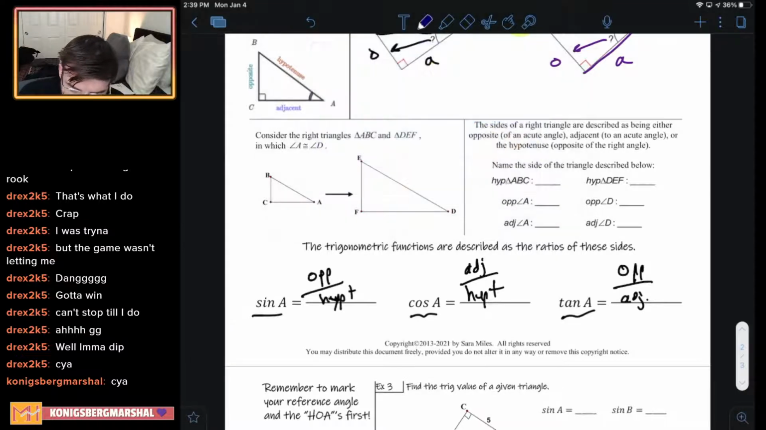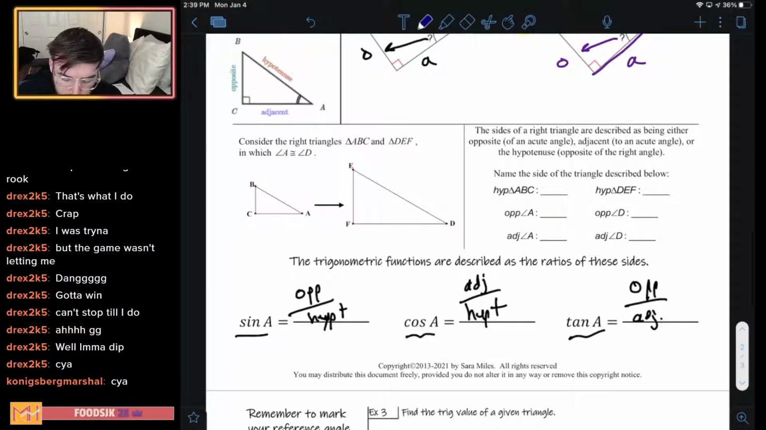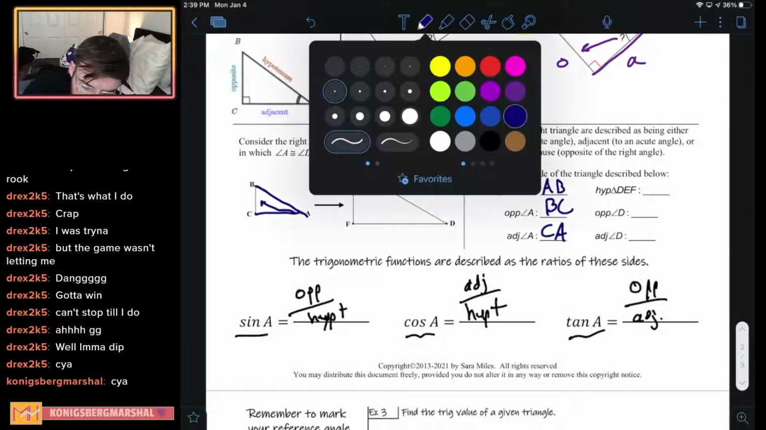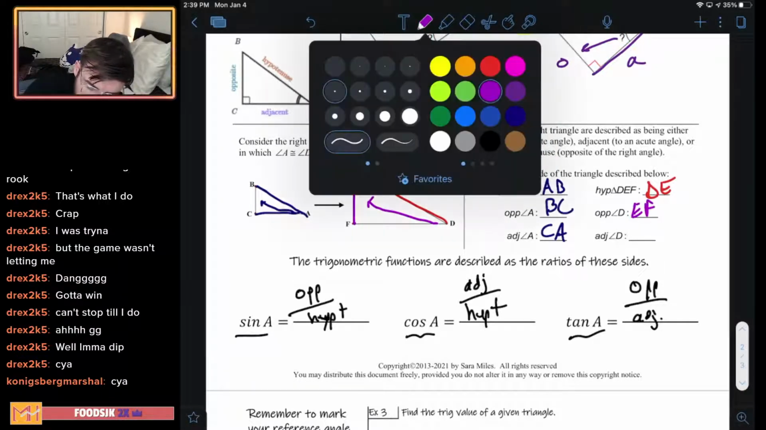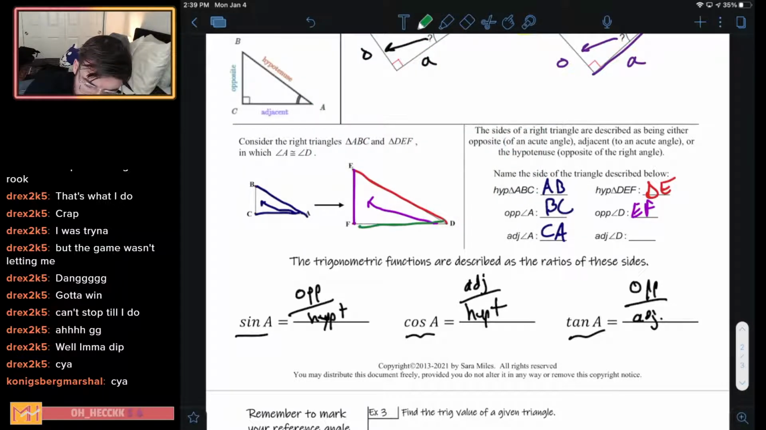Do we need to fill in opposite, adjacent, and hypotenuse here again? Maybe one more time. The hypotenuse of ABC is AB. The opposite of A is BC, and the adjacent side is CA. Looking at the other one, the hypotenuse is DE, the opposite of D is EF, and the adjacent is FD.